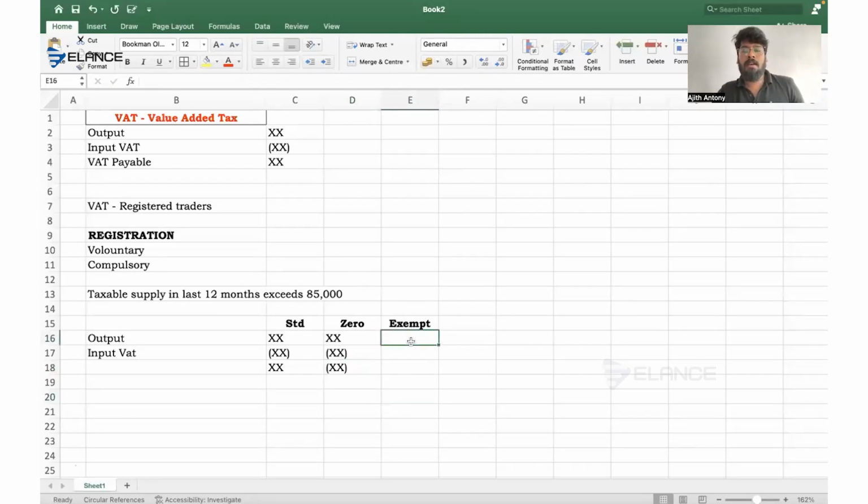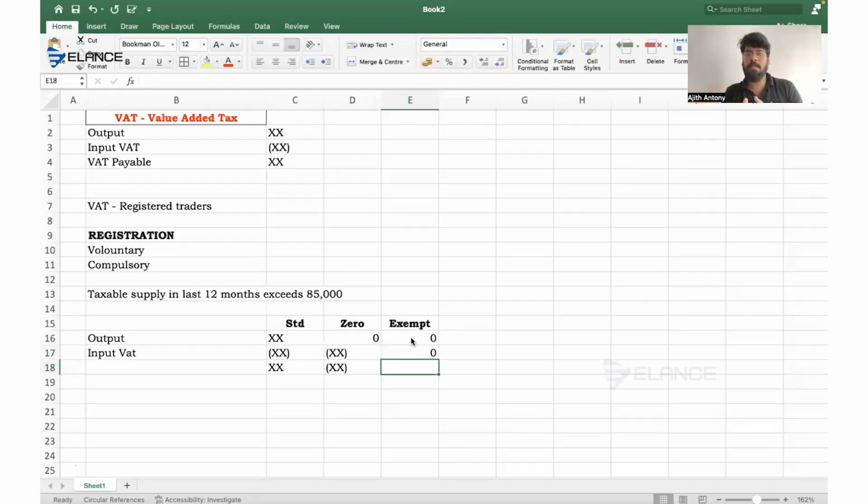Okay. And under the exempt supply, also, we don't have any output VAT. Under the zero rated supply and exempt rated supply, we cannot collect the VAT from our customers. If I'm selling any exempt product to my customers, I cannot collect the tax from my customers. So there is no output VAT in the exempt supply also. And if there's any input VAT already incurred for making this exempt supply, I cannot reclaim that also.